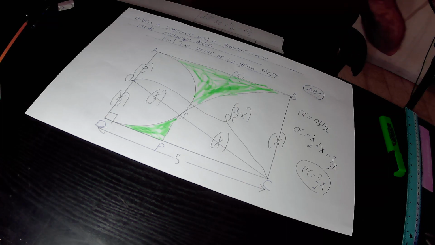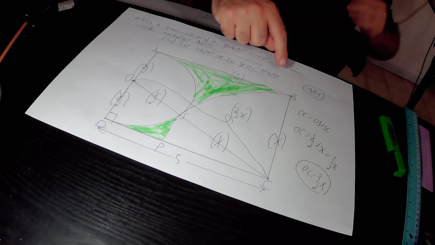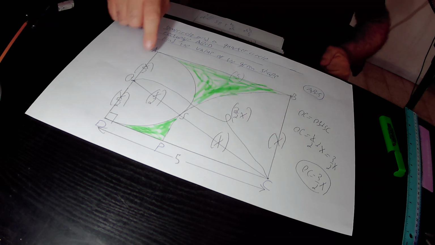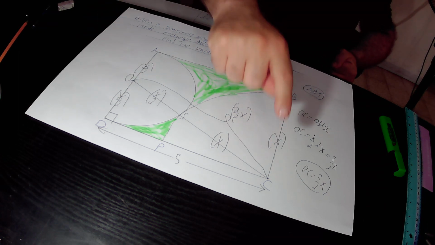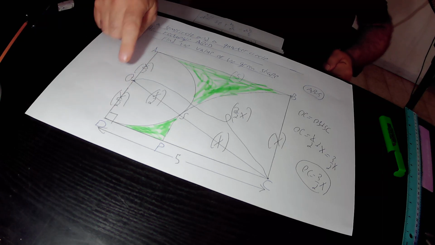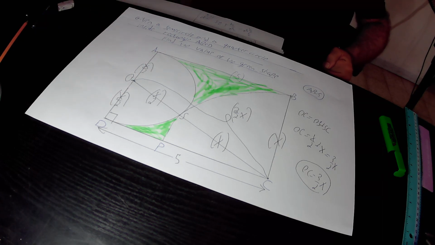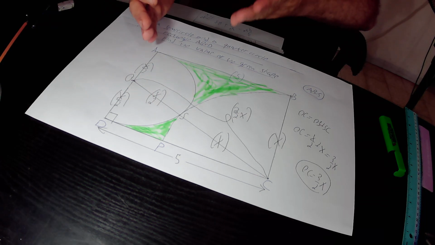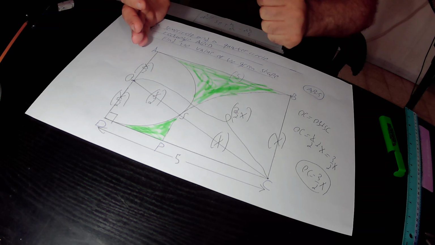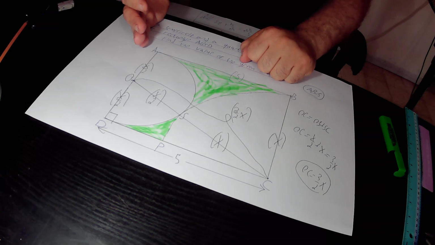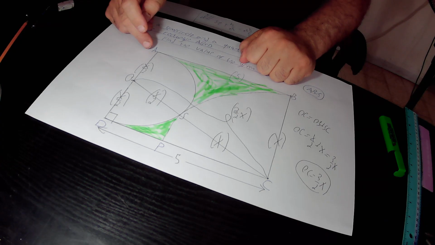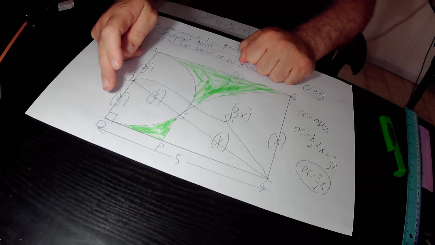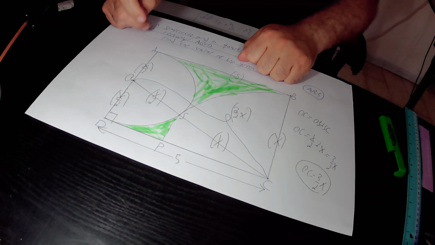But we also know that the opposite sides of a rectangle are equal to each other. So in rectangle ABCD, side BC must be equal to the opposite side AD. But BC is x, therefore AD must also equal x. So AD equals x. But AD is also the diameter of this semicircle. So the diameter of this semicircle equals x. Therefore, the radius must be half of it. So the radius of this semicircle equals x over 2. So the radius OA equals x over 2, and the radius OD of this semicircle equals x over 2.